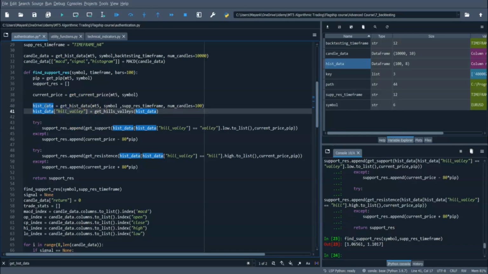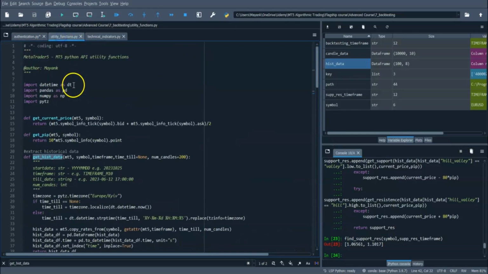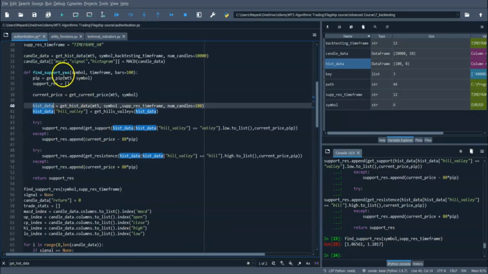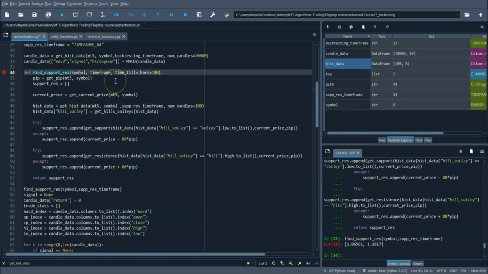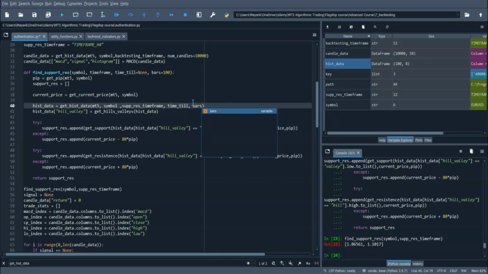So for that, we will have to make sure that within historical data, where is the historical data function? We are providing time till as well. So we'll have to include within this function, find support resistance, time till as well. So by default, let me make it none. But here we will have to provide time till. And here I'll have to have bars.